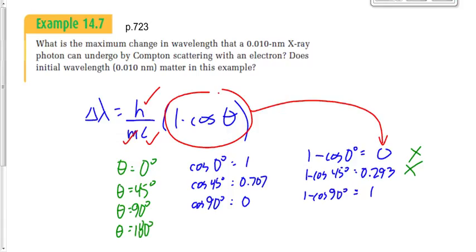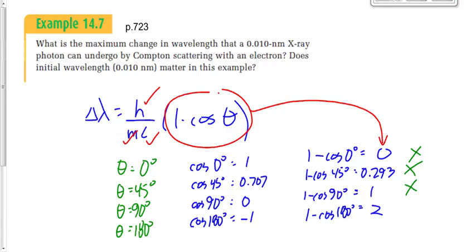Let's try 180. Cos 180 is, anybody know that? Negative 1. 1 minus cosine 180, 1 minus negative 1 gives me 2. Well, now inside those brackets, I've got 2 times h over mc. That's the biggest value that I can possibly get for delta lambda right there, is h over mc times 1 minus cosine 180, because it's the same as saying h over mc times 2. And everything else gives me a value of h over mc times something smaller than 2.